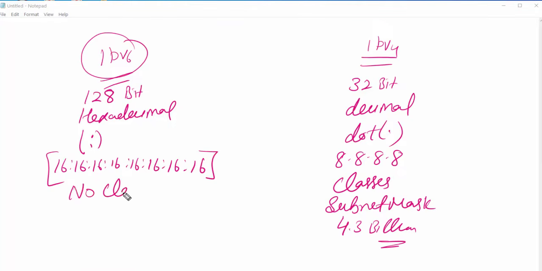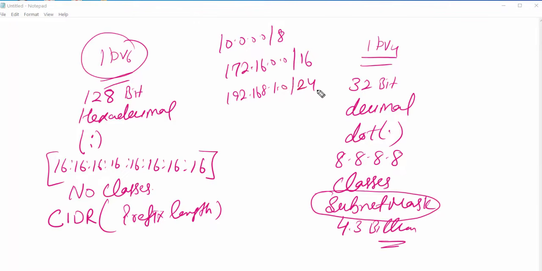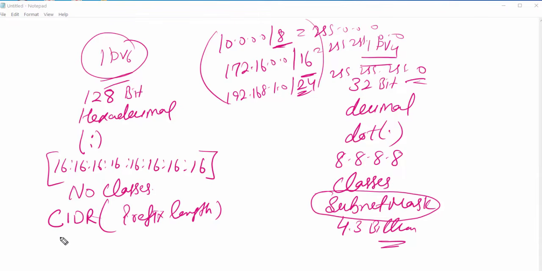It has no concept of classes. Instead of a subnet mask, IPv6 uses a CIDR value, which we call the prefix length. In IPv4 we were using 10.0.0.0/8, 172.16.0.0/16, 192.168.1.0/24, and then we would convert this value into a subnet mask like 255.0.0.0, 255.255.0.0, and 255.255.255.0. But in IPv6 we can only choose the prefix length.